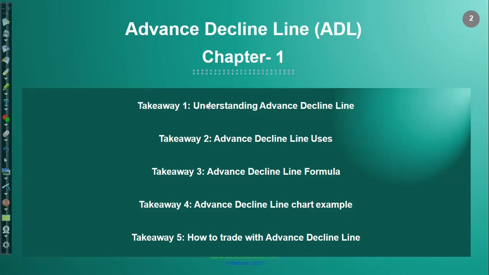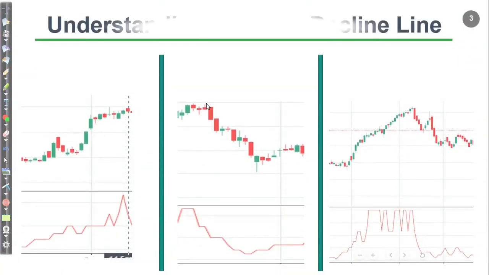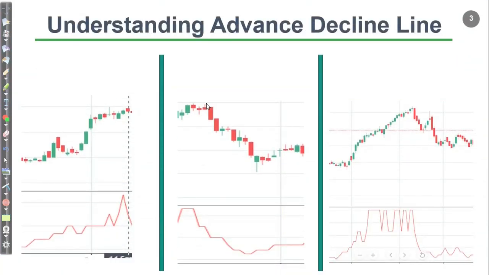Here we will discuss what is called ADL. ADL means advanced decline line. This is chapter 1, and I'll continue with different indicators and how to use them. Here is the takeaway. Once you complete this, let's get started. First let me explain about ADL, the advanced decline line.